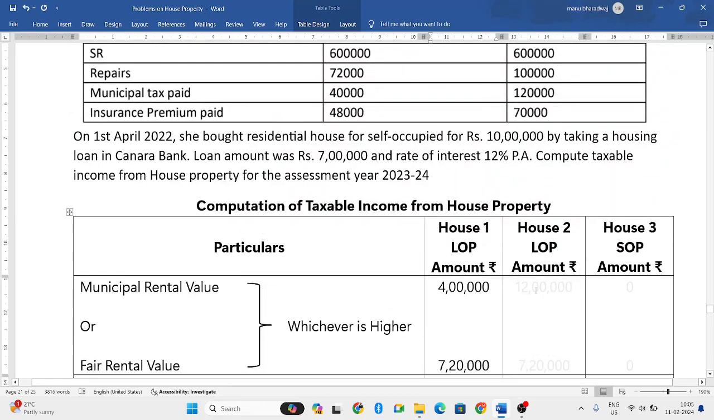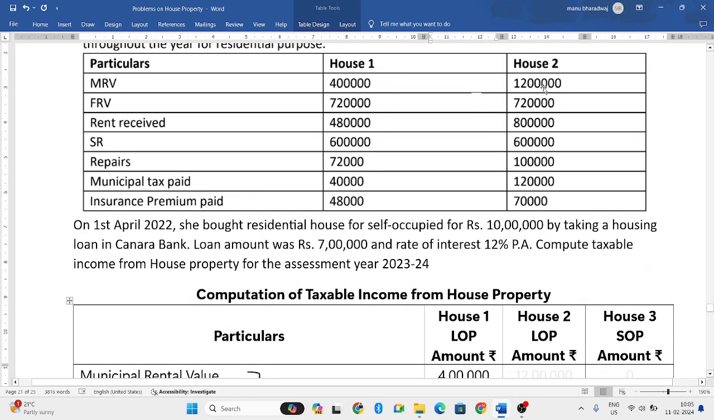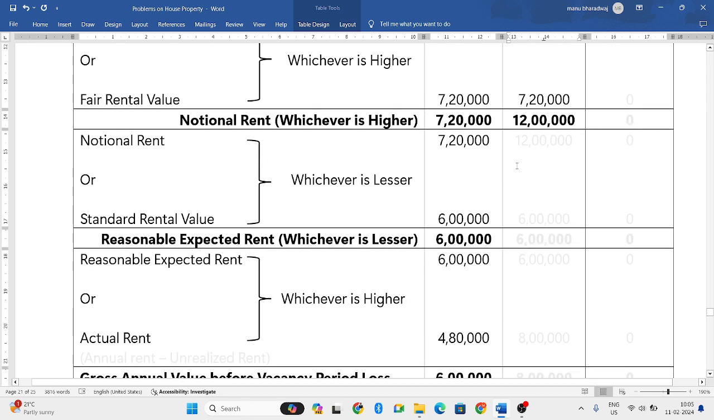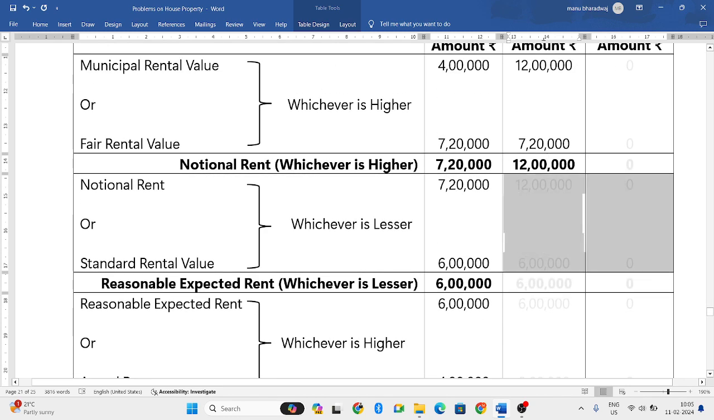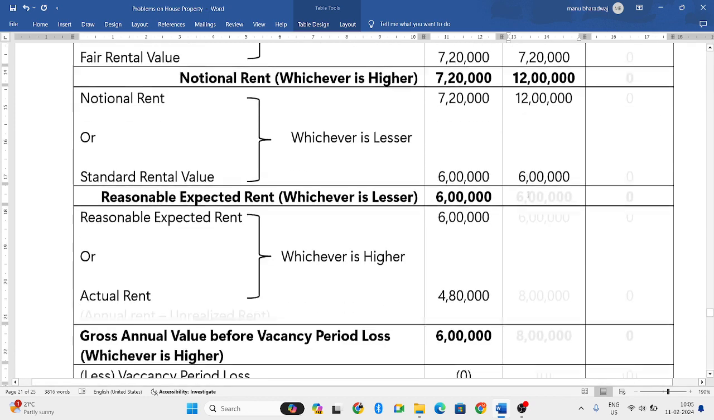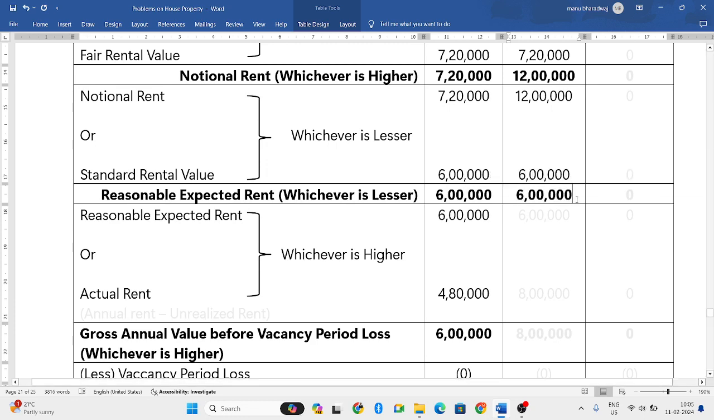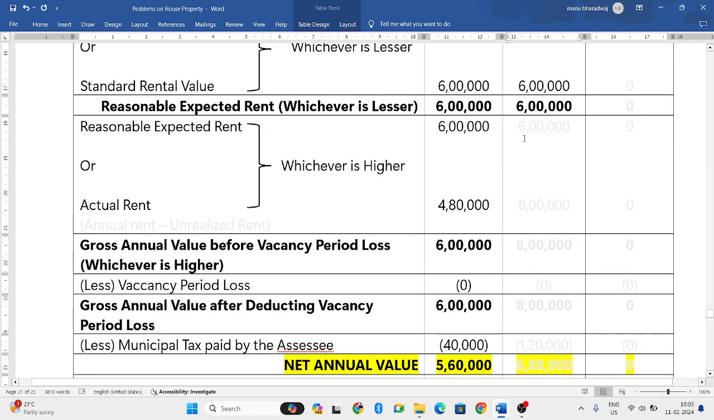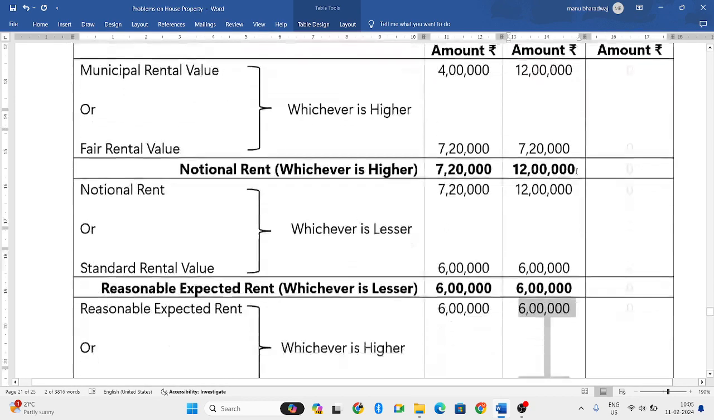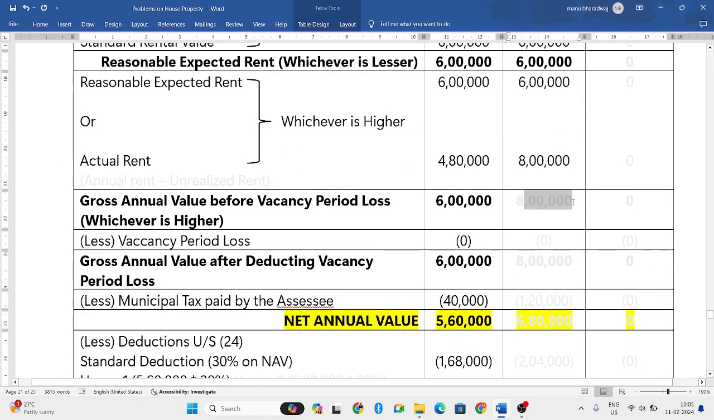Now we will calculate for house 2. For house 2, MRV is 12 lakh and FRV is 7 lakh 20,000. Whichever is higher, 12 lakh, will be considered as notional rent. 12 lakh will be compared with 6 lakh rupees, and whichever is lesser, 6 lakh, will be considered as reasonable expected rent. 6 lakh will be compared with actual rent, that is rent received, 8 lakh. Whichever is higher, 8 lakh, will be considered as gross annual value.